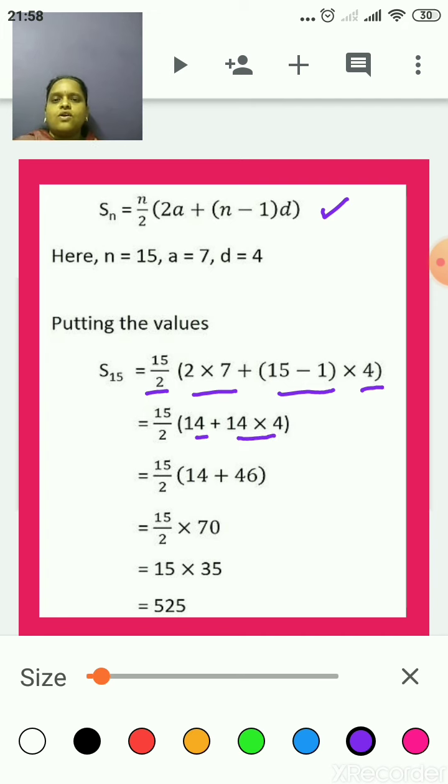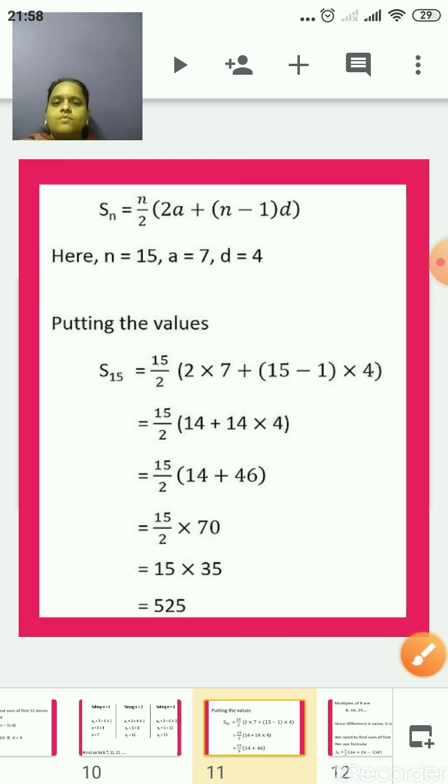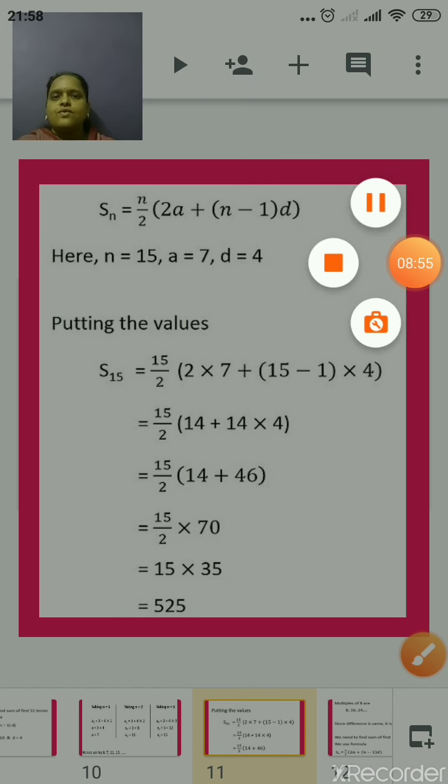14 into 4. 14 fours are 46. And plus 14, into 15 by 2. So 15 by 2 into 70, and 15 into 35, because if you simplify 2 into 70 over here as 35, the product you will get here is 525. Hope this one is clear to all of you.